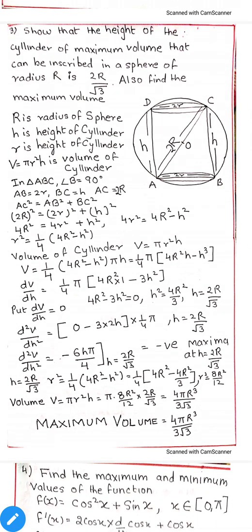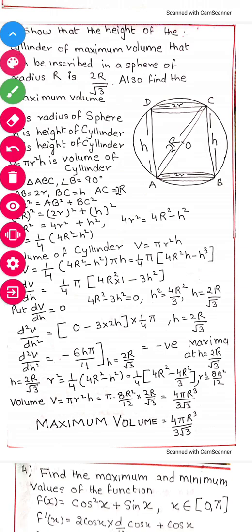Show that height of the cylinder of maximum volume that can be inscribed in a sphere of radius capital R is 2R upon root 3. Also find the maximum volume. Capital R is the radius of the sphere, h is the height of the cylinder, small r is the radius of the cylinder. Volume is pi small r square small h, the volume of cylinder.